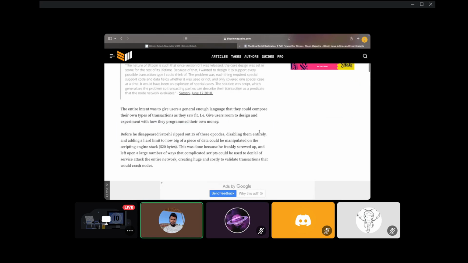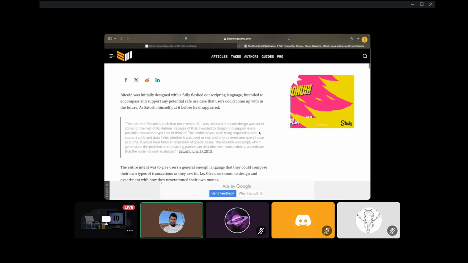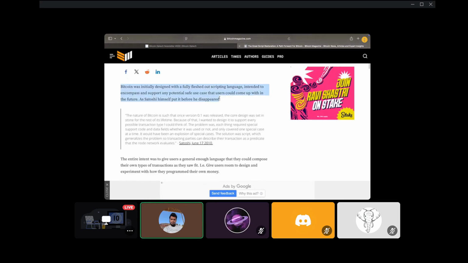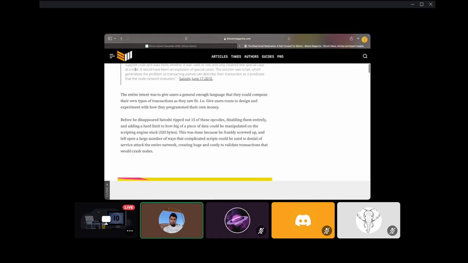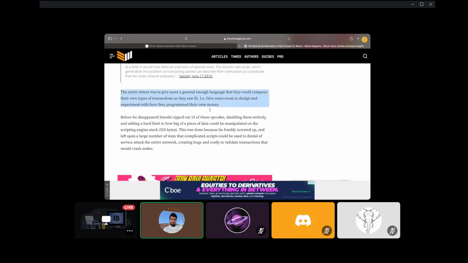Bitcoin was initially designed with a fully fleshed out scripting language intended to encompass and support any potential safe use case that users could come up with in the future, as Satoshi himself put it before he disappeared. The entire intent was to give users a general enough language that they could compose their own types of transactions as they saw fit. That is, give users room to design and experiment with how they program their own money.